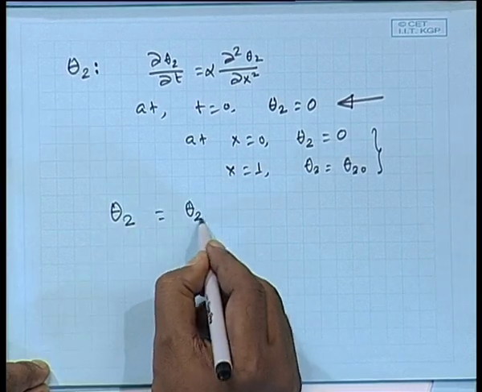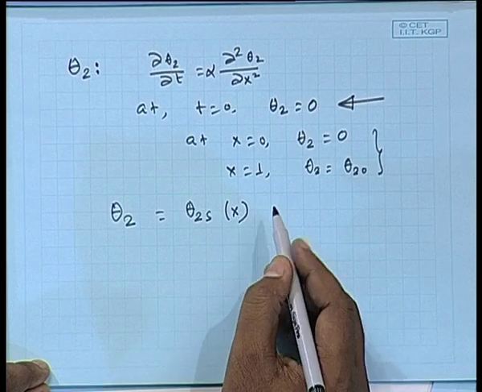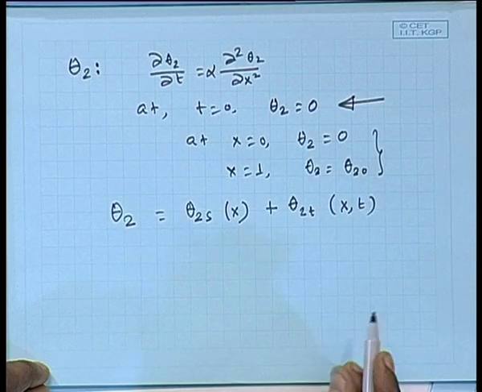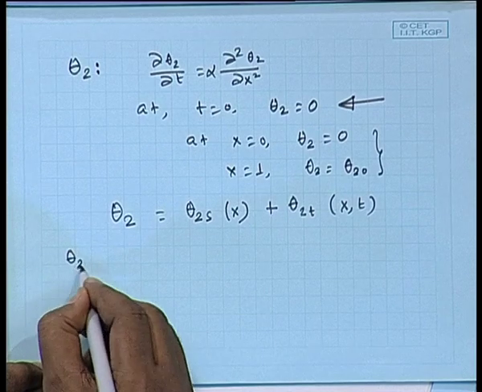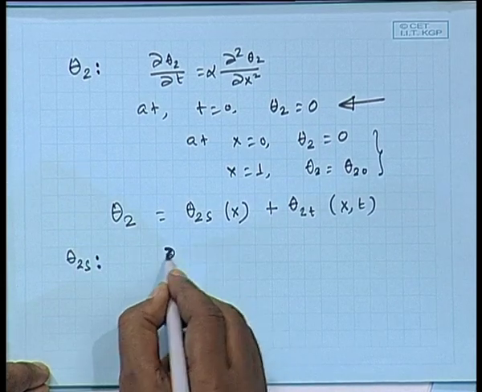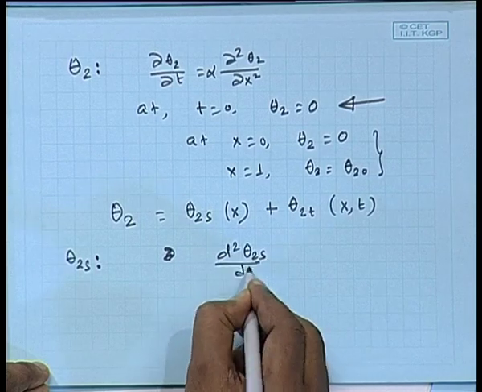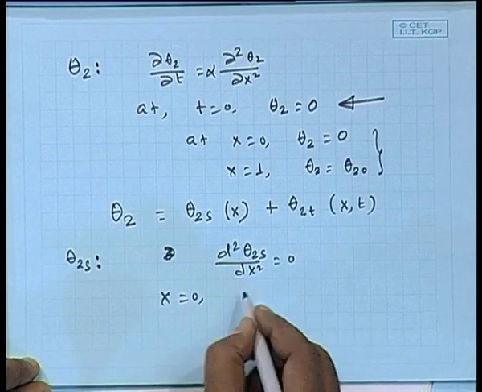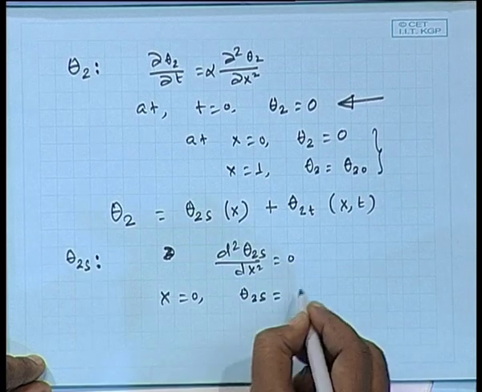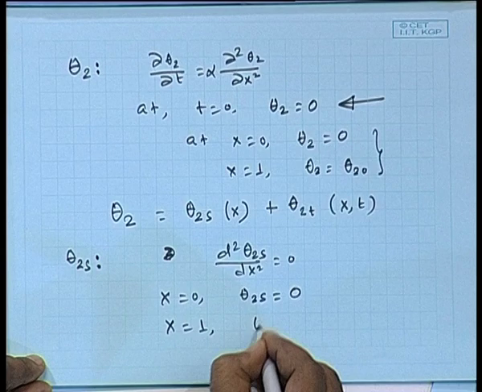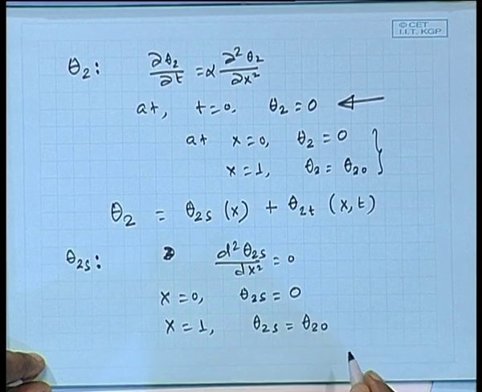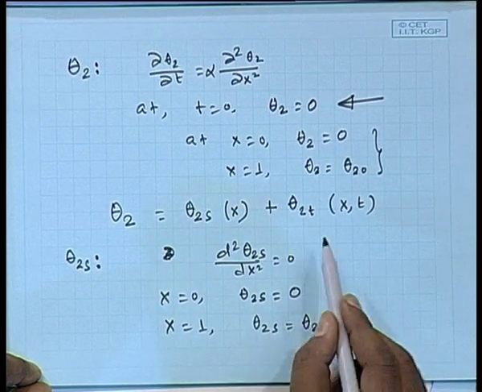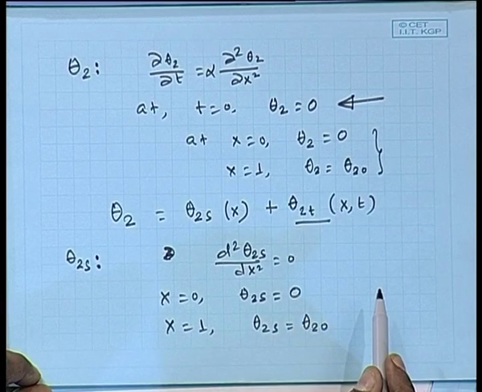So, theta 2 will be basically theta 2s, which will be a function of x only, and theta 2t, which will be a function of x and t both. The governing equation of theta 2s will be d square theta 2s dx square is equal to 0. The boundary conditions can be derived in exactly the same way as previously. At x equal to 0, theta 2s is equal to 0, at x equal to 1, theta 2s is equal to theta 2 0. You allow the non-homogeneous boundary condition to go along with theta 2s, and that will force the boundary conditions of theta 2t to be 0.